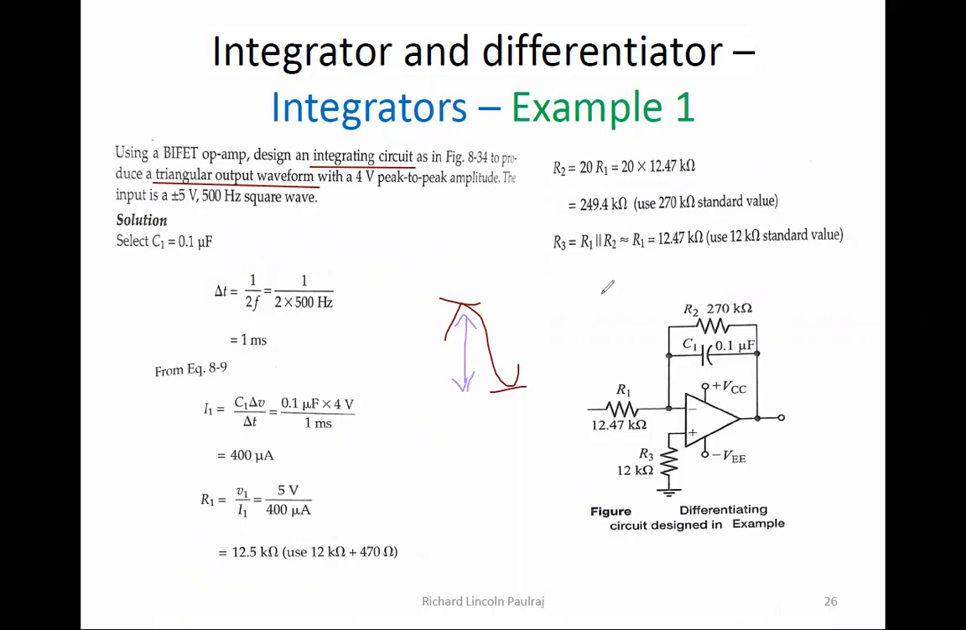I hope you know this, right? You've been seeing this in your practicals as well. The input is a 5 volt, 500 hertz square wave, and the output is 4 volt peak-to-peak. So I'm giving a square wave as input and getting a triangular output, so I know that it's an integrator, right?